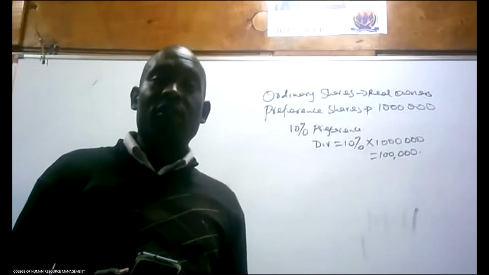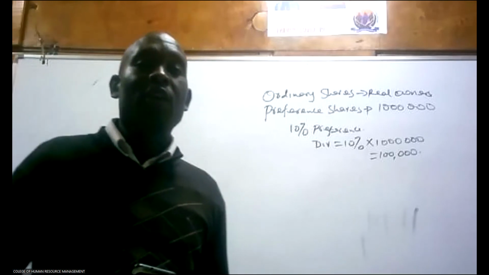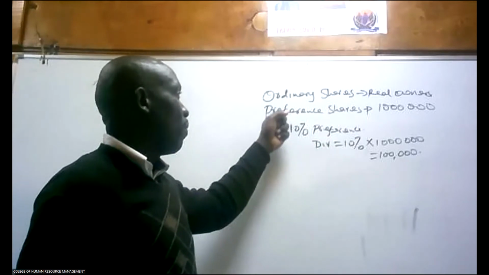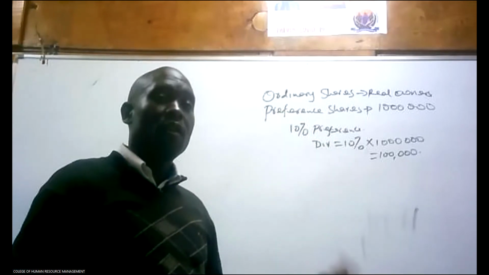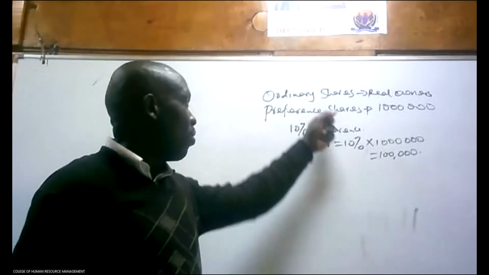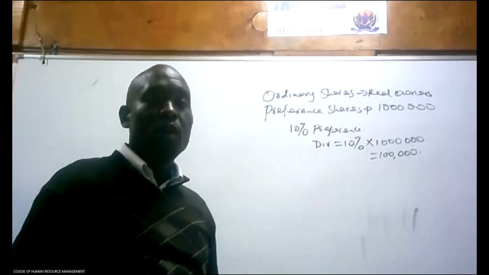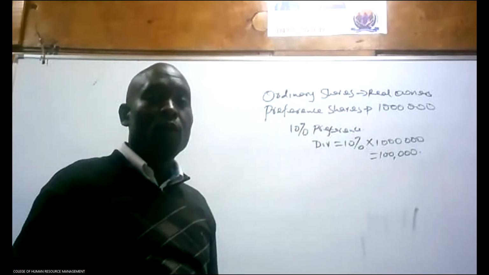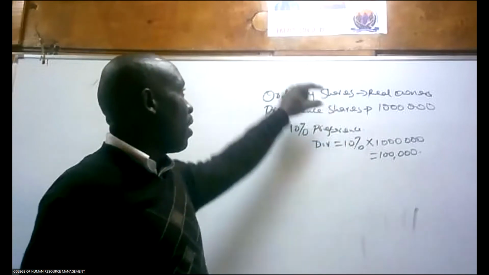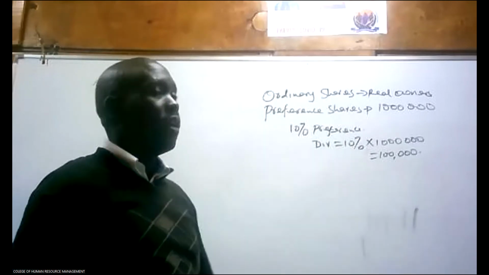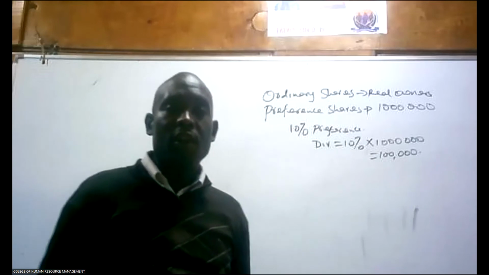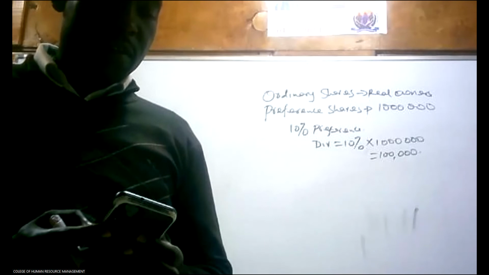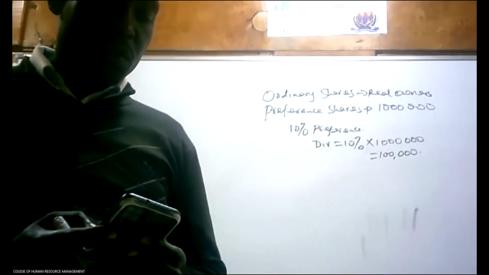So those are the features, and actually those features are the differentiating characteristics from the preference shares. When you say that it is a permanent source of capital, this one is not a permanent source of capital. When you say that they carry voting rights, they don't carry voting rights. When we say that their dividends are fluctuating, their dividends are constant. So those are the differentiating features between the two. Question number 3 or 2.